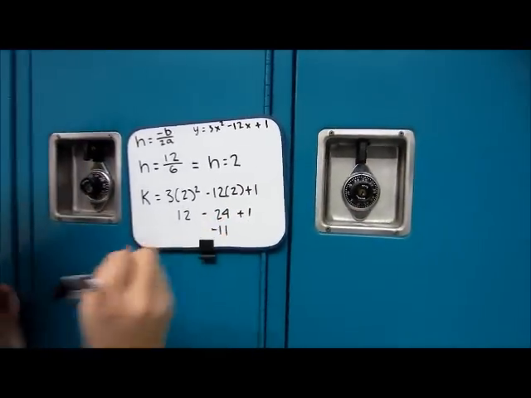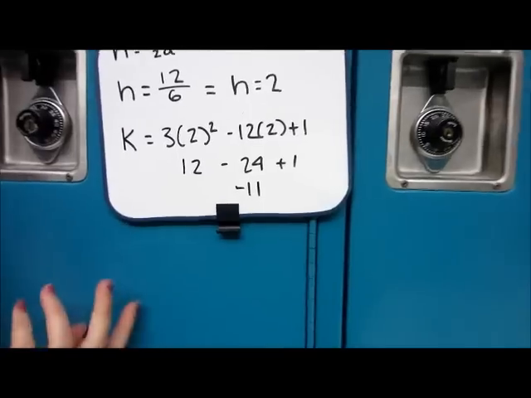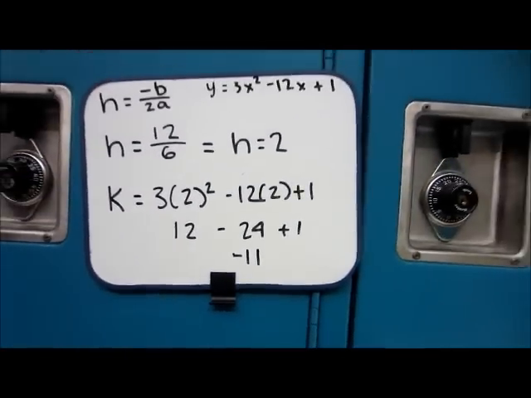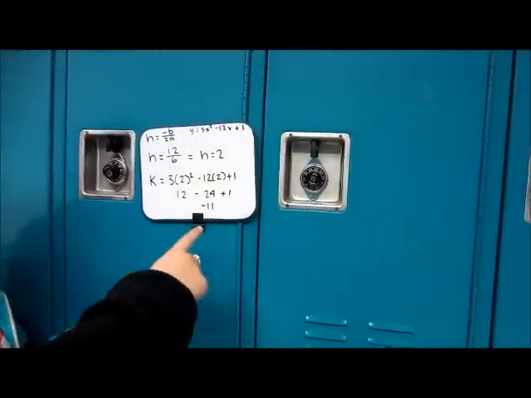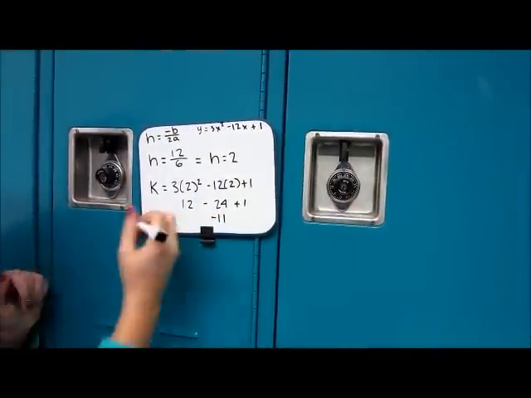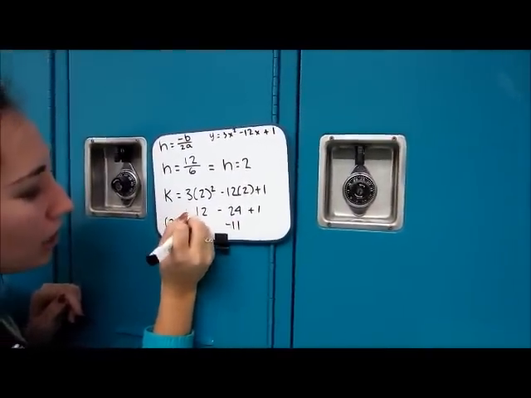And this is far easier than doing the other equation. Less time, more time on the quiz, more time on the test. And then you find your vertex, which is 2, negative 11. And that is exactly what we got when we completed the square.